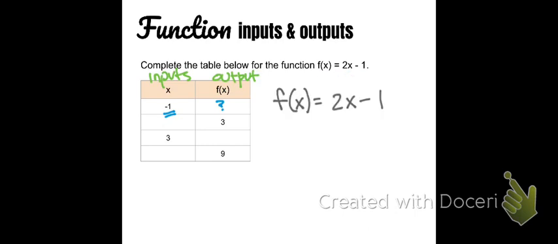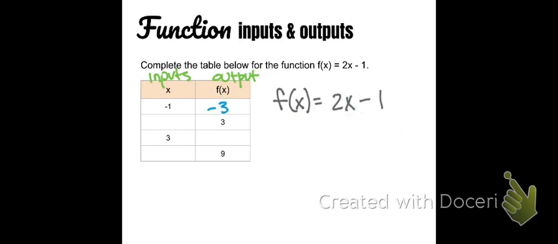So if you have this function, let's input -1 for x. So this is 2 times -1 minus 1, which is -2 minus 1, which is -3. -3 is the output when you input -1 into the function.